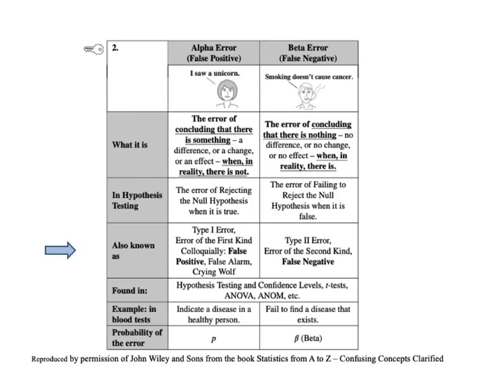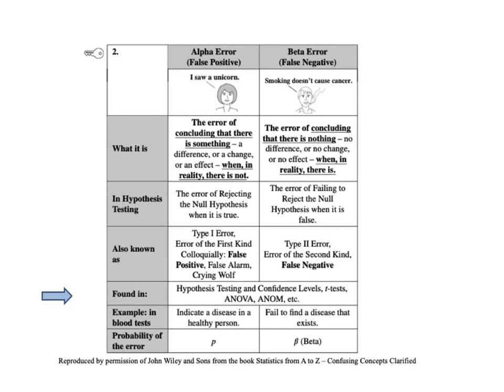There are several other names for the alpha error, like type 1 error and error of the first kind. Colloquially, it has been called a false alarm or a crying wolf. And the beta error is also called a type 2 error or error of the second kind. But the concepts of alpha and beta errors are used not only in hypothesis testing, but also in other inferential statistics methods and tests like confidence intervals, t-tests, ANOVA, etc.